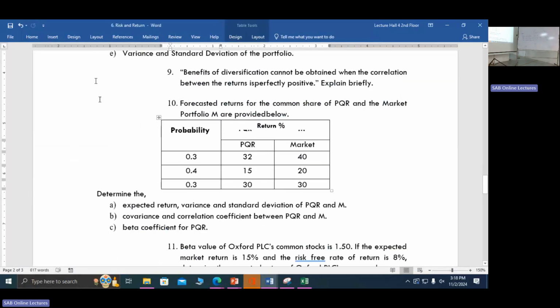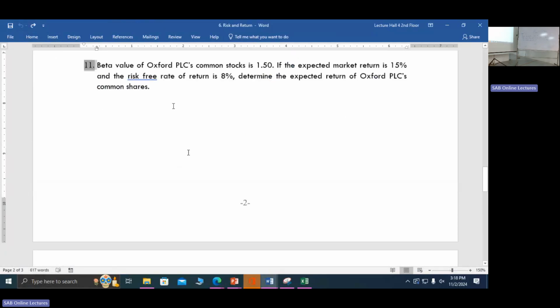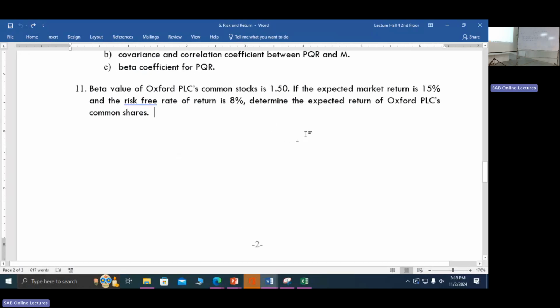Now look at this one. Beta value of the Oxford PLC common stock is 1.5. Now, how about the systematic risk of Oxford PLC? High, greater than 1. Higher the systematic risk, higher the required rate of return, but the downside is that if the market drops by 1%, the stock return is decreasing by 1.5.